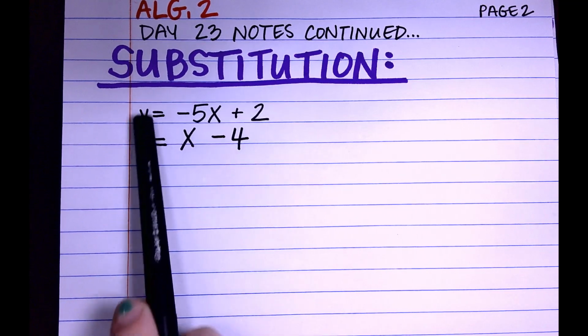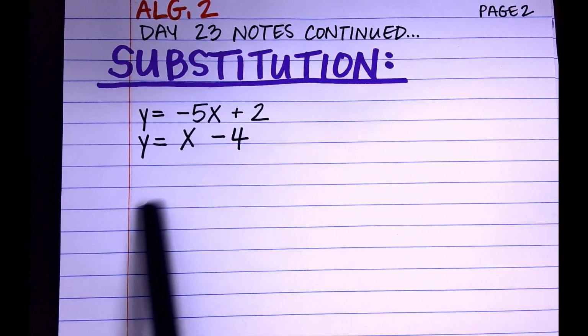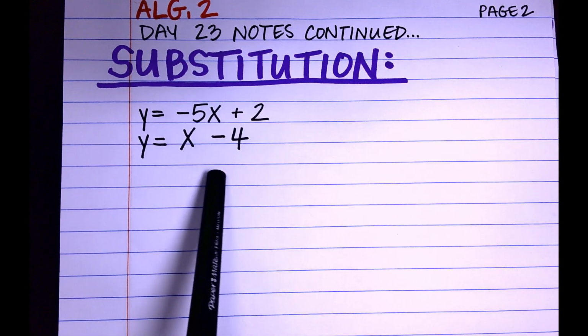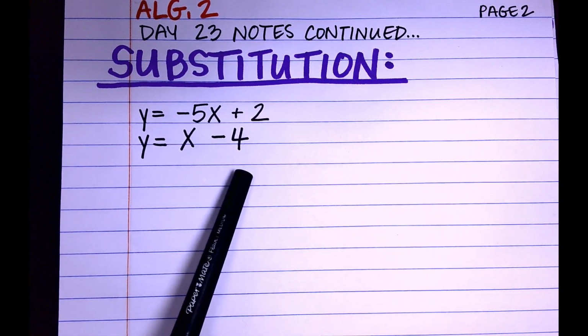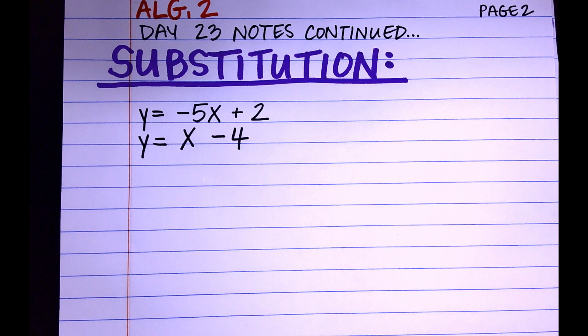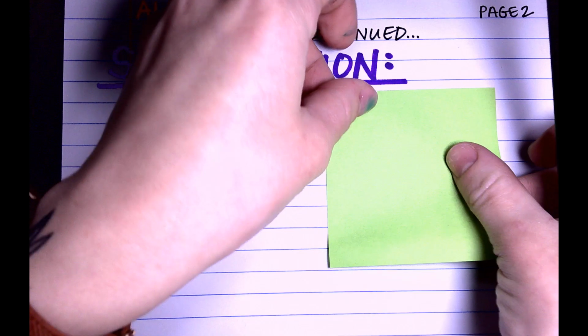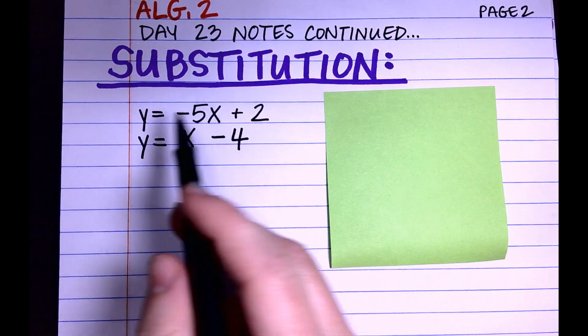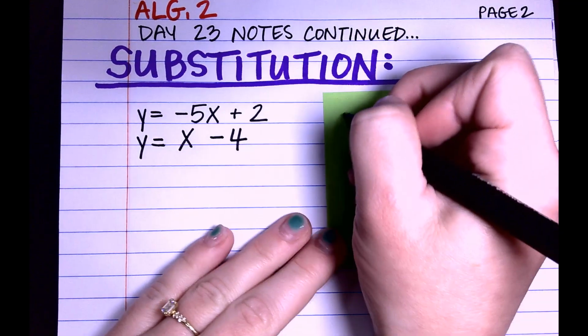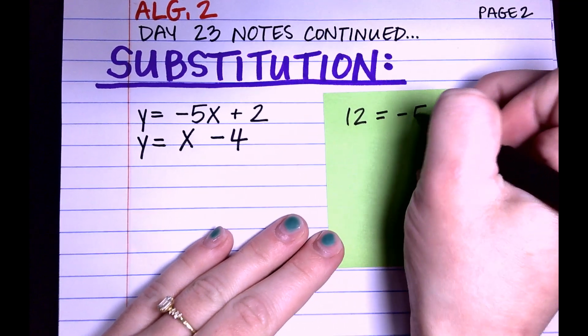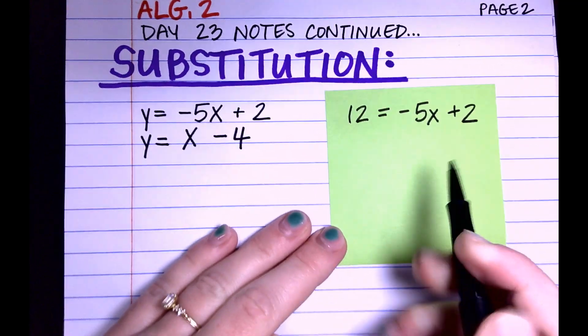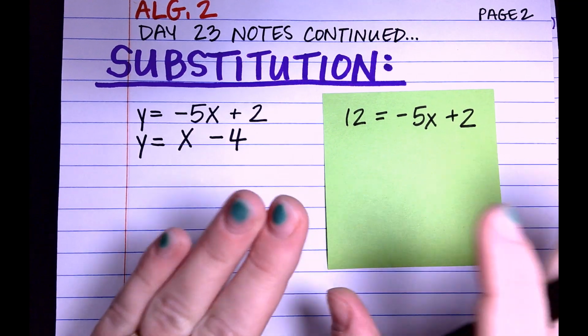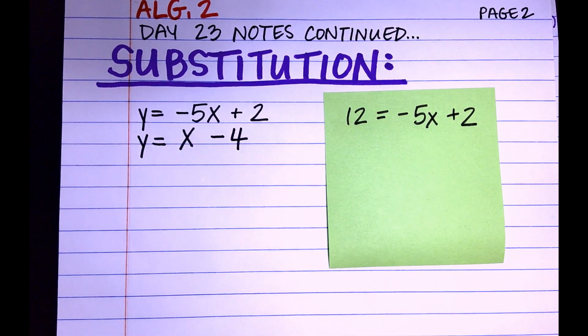So when we are trying to solve an equation, for example, we normally just have one variable. You might see something like, for example, I'm not going to write this on my notes. I'll do it on a little sticky note. Let's say I had here 12 equals negative 5x plus 2, just as an example. Using algebra principles for solving equations, how would we solve for x here? What would we do?